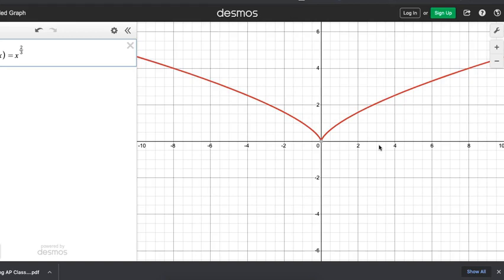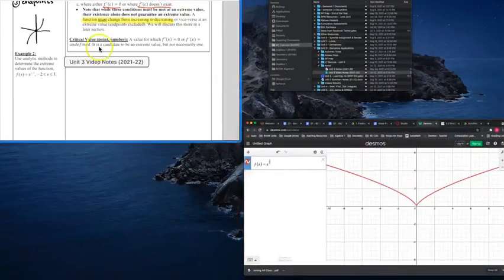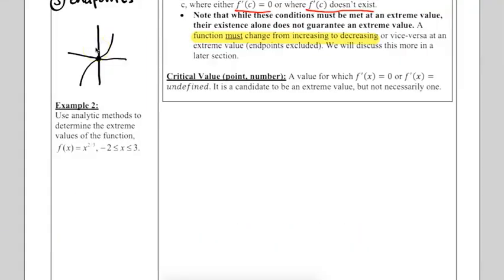Let's actually confirm what our absolute max and what our absolute min are going to be using calculus. So, first thing that we're going to need to do is calculate the derivative so we can test for these values. So over here, if f of x is equal to x to the 2/3 power, that means f prime of x.